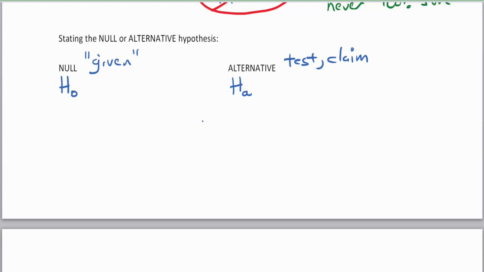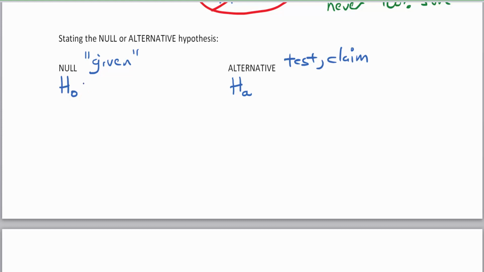And some books and some courses teach this with H and a 0 and a H and a 1, 1, I guess, binarily being the opposite of 0, but I want to now use H sub 0 and H sub a for the null and the alternative.